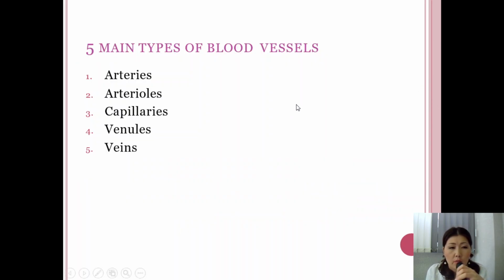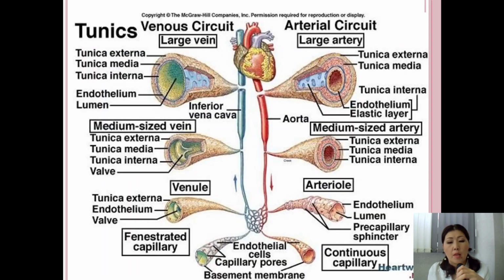And about blood vessels, there are five main types of blood vessels. These are arteries, arterioles, capillaries, venules, and veins. And on this diagram we can see different types of veins and arteries. Here it is a large artery, for example aorta.